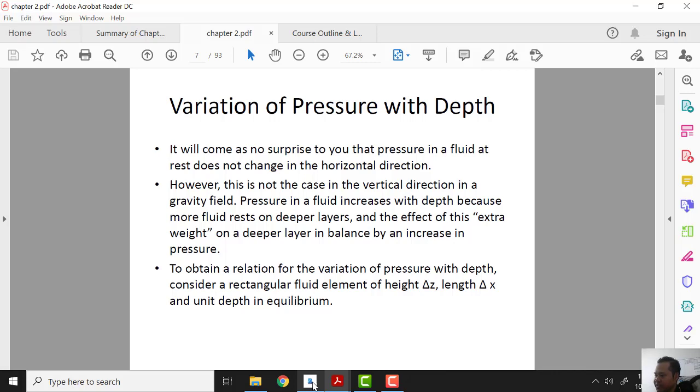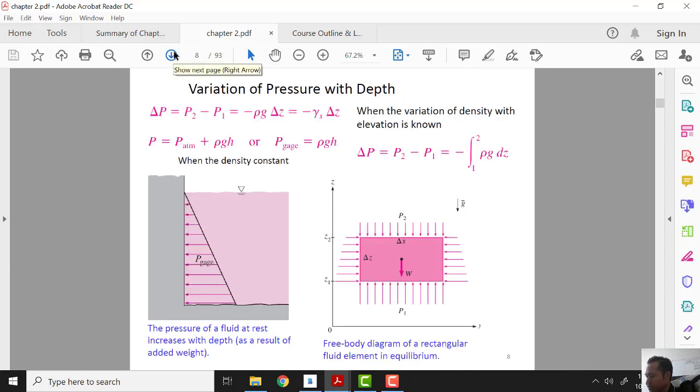Alright, that's the variation of pressure with depth. The deeper you go, the higher the pressure. Next, this example. We have a free body. It's okay not to look at this free body diagram.